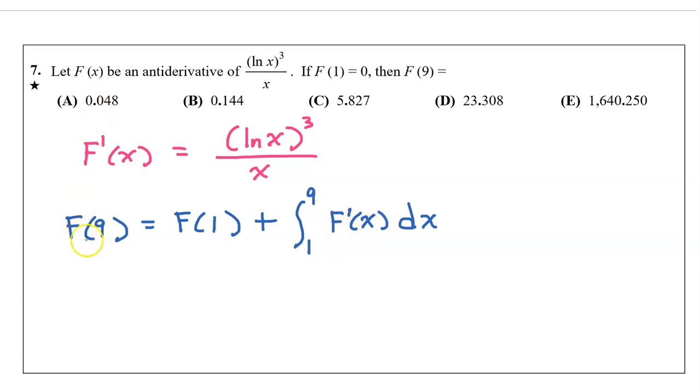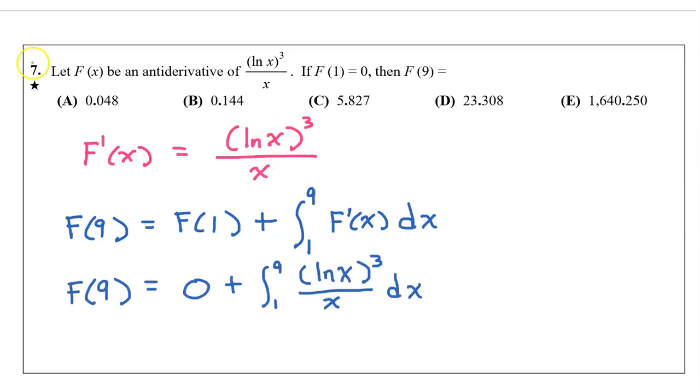So in this case, capital F at 9, which is what I'm looking for, should equal capital F at 1 plus the integral from 1 to 9 of capital F prime, which we are given in the form of this function. We know that capital F at 1 is equal to 0, so we can go ahead and substitute that in. We also have the expression for capital F prime, so we can put that in. The entire right-hand side of the equation is something we can simply put in the calculator.